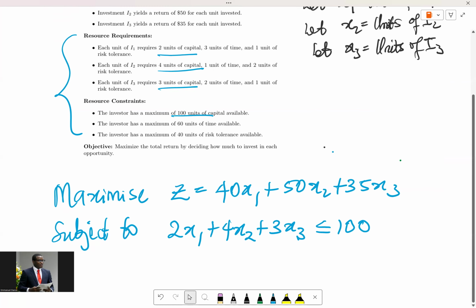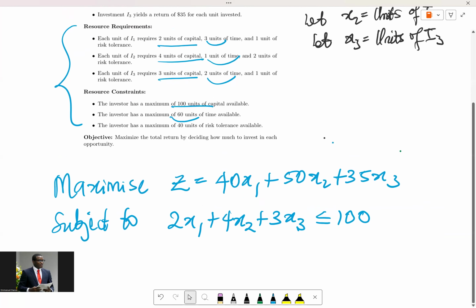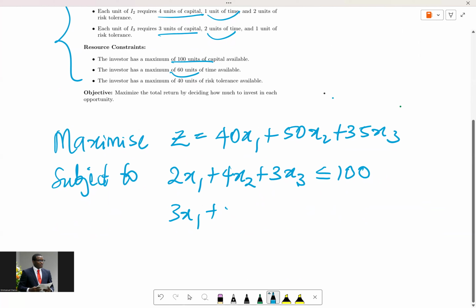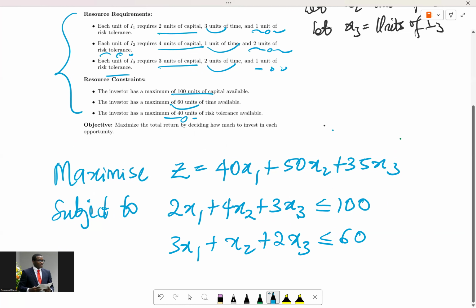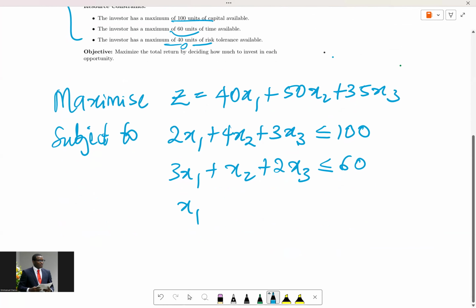Then we have 3 units of time, 1 unit of time, 2 units of time for I1, I2, I3 respectively. And total time available is 60 units. So that's 3x1 plus x2 plus 2x3, and that is less than or equal to 60. And lastly, we have 1 unit of risk tolerance, 2 units of risk tolerance, and 1 unit of risk tolerance. That's 1, 2, 1 for risk tolerance. And the maximum risk tolerance is 40 units. So that's x1 plus 2x2 plus x3 is less than or equal to 40.